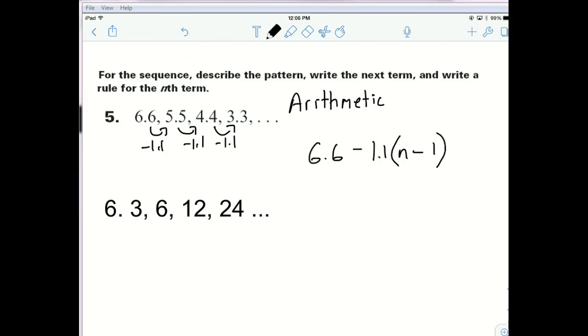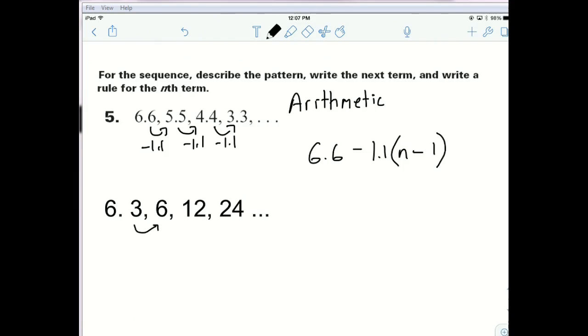We don't want to subtract anything. So instead of trying to manipulate that around, I'll just simply say, you know what? Do 1 less than what you think. So if it's the first term, if you plug in 1, we won't be subtracting 1.1. Because if you plug in a 1 here, 1 minus 1, that's going to be 0, and you'll just get 6.6.